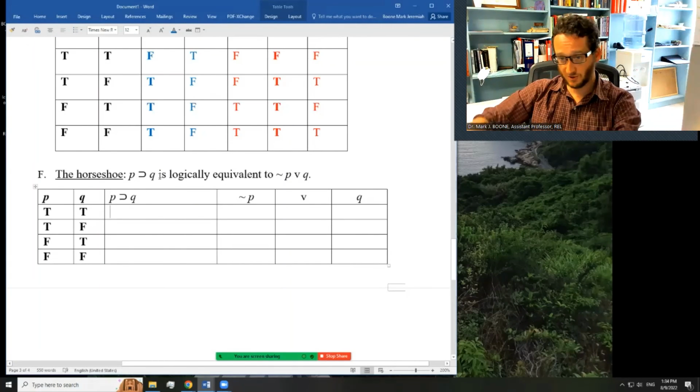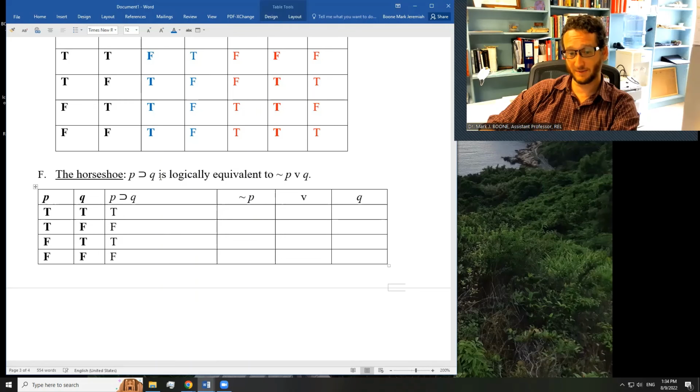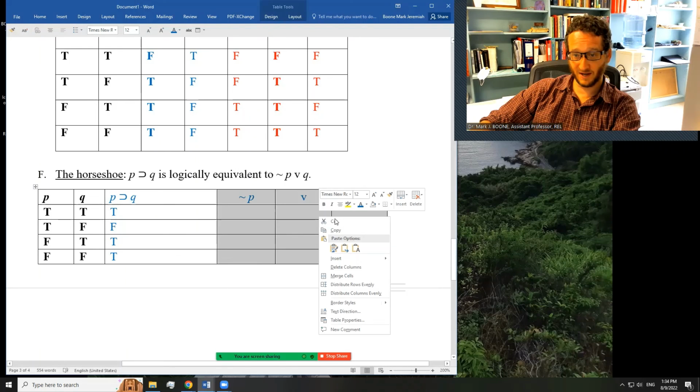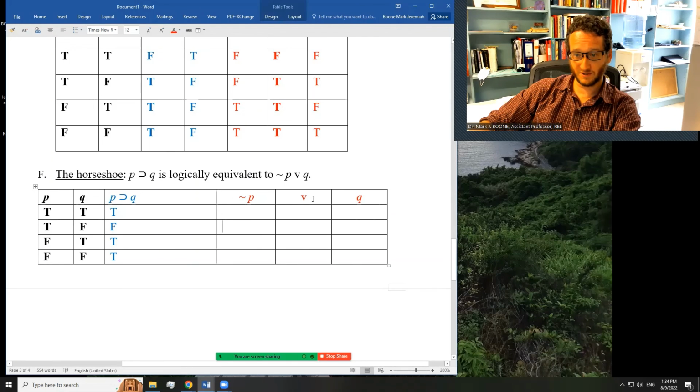All right, P horseshoe Q is true except when P is true and Q is false. If P, then Q is true except when P is true and Q is false. An if-then proposition is true except when the if part is true and the then part is false. So that's going to mean the same thing as this, which we'll color code with blue. Now let's make them blue and red, left and right again. Wasn't planning any political correspondence there, but it worked out.